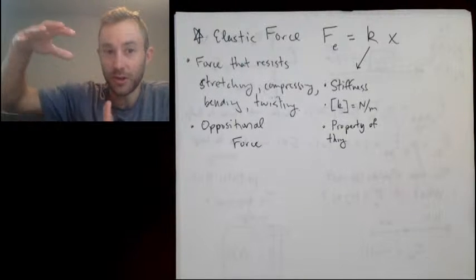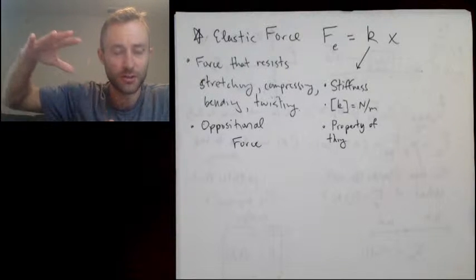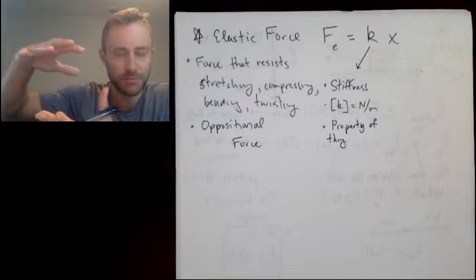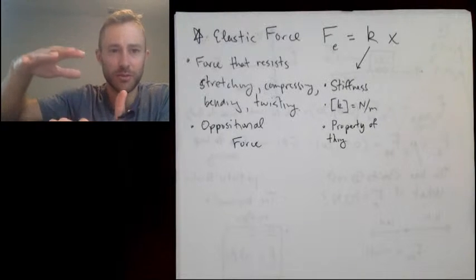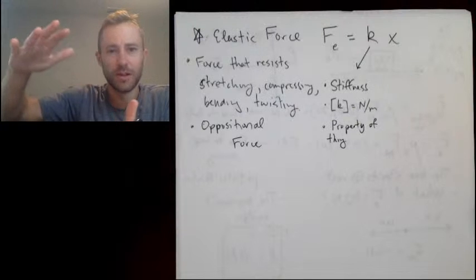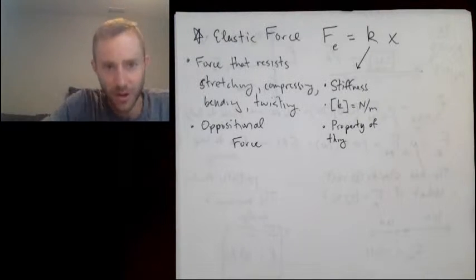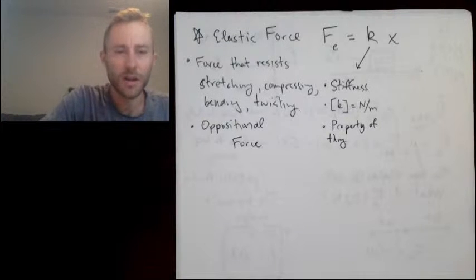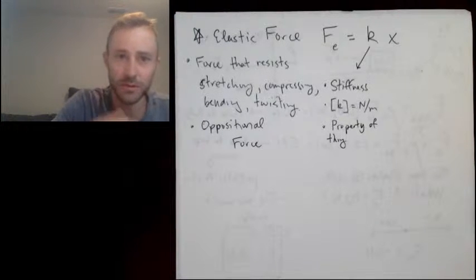For example, there's a spring in your car. It's called the shocks, right? The shocks are very stiff. You can actually buy different shocks with different stiffnesses, but if you have shocks with a low stiffness, then your car is going to bounce a lot when you go over a bump. Different rubber bands have different stiffnesses.